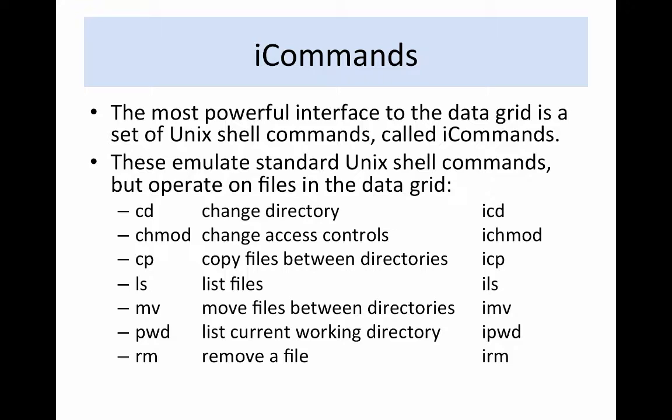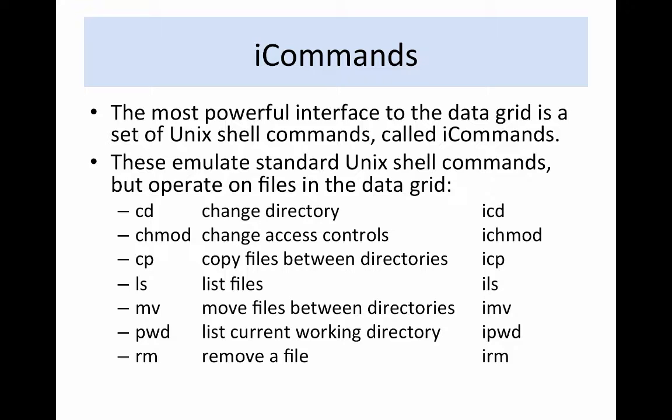cp copies files between directories. It changes to icp. ls to list files changes to ils. mv to move files between directories changes to imv to move files between collections in the iRODS data grid. pwd lists the current working directory, changes to ipwd. rm to remove a file changes to irm to remove a file from the iRODS data grid.